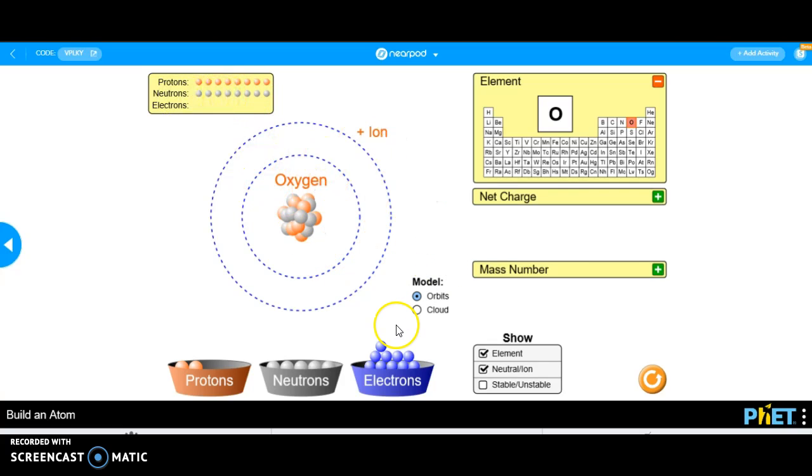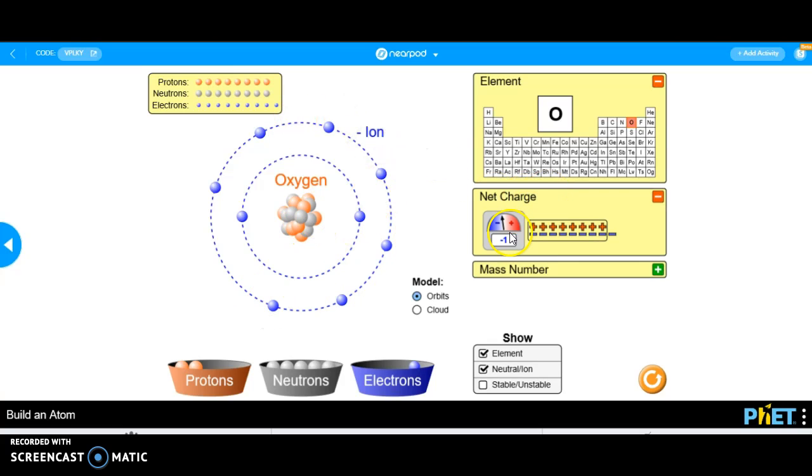And now that we want it to be a negative ion, that means we are going to need more electrons than we have protons. So if we have 8 protons, we are going to need 9 electrons, because there will be more negatively charged particles in the atom than there are positively charged particles. See, it's a neutral atom because we have 8 protons and 8 electrons, but we want a negative ion. So here we have 9 electrons, 8 protons. Our net charge is -1, and our mass number is 16.